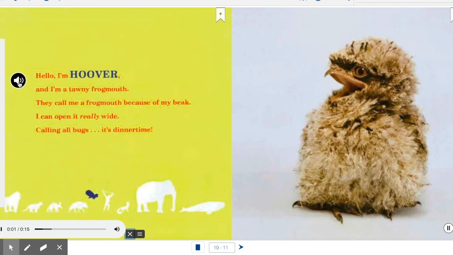Hello, I'm Hoover, and I'm a tawny frogmouth. They call me a frogmouth because of my beak. I can open it really wide, calling all bugs, "It's dinner time!"